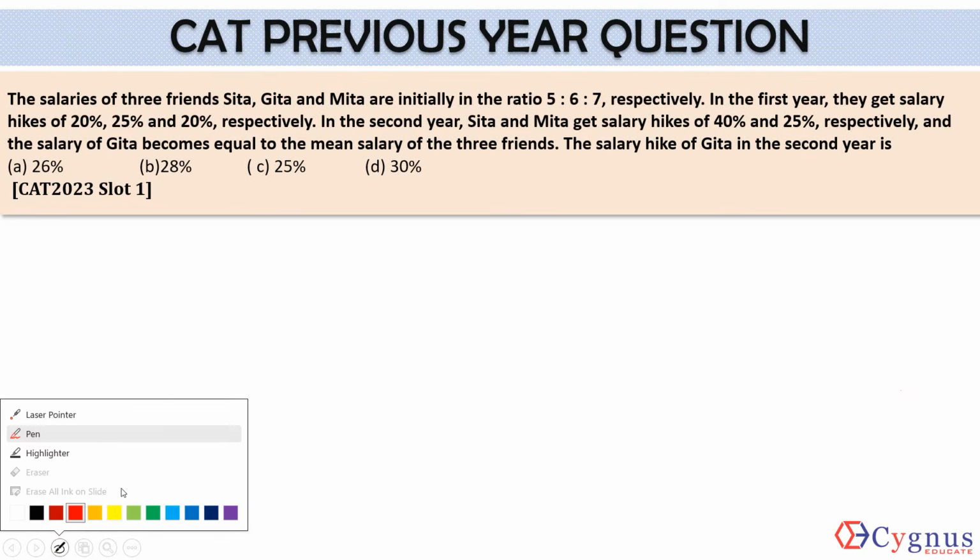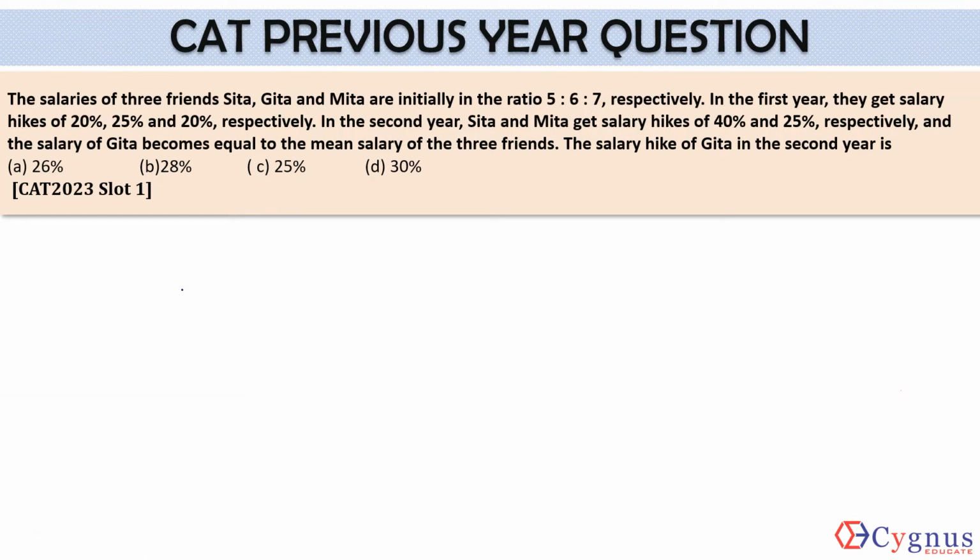Fine. So, question of CAT 2023, slot 1. Let's see what's given here. The salaries of three friends Sita, Geeta, and Meeta are initially in the ratio of 5 to 6 to 7. So let's take them equal to 5x, 6x, and 7x. In the first year, they get salary hikes of 20%, 25%, and 20% respectively.